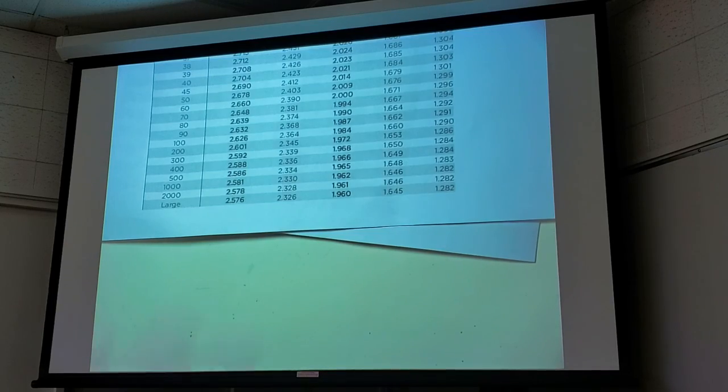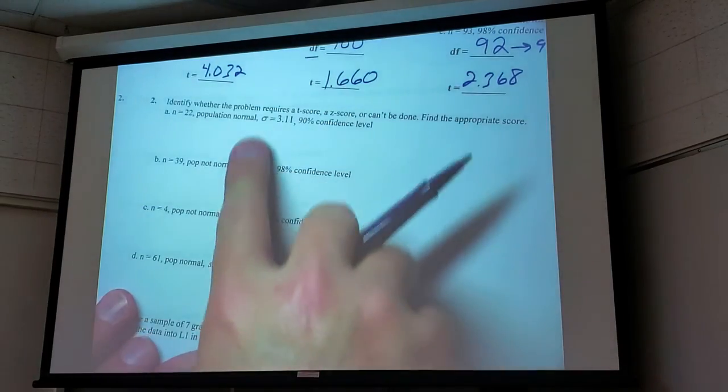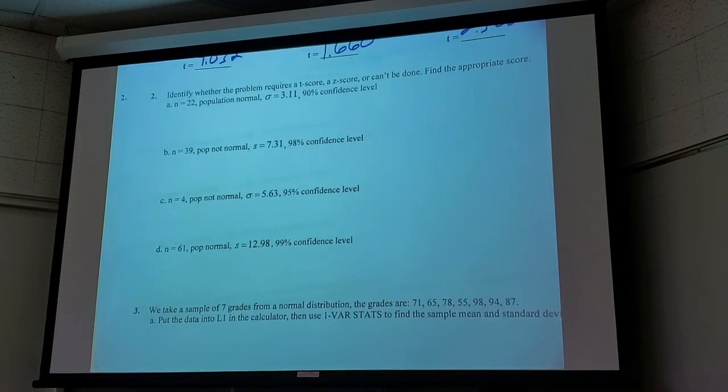All right, so what about number 2 here? Now we're getting a little more technical, not just can you use the chart, but can you think about what you're given? So would we go back to the Z-score chart? Maybe. In some of these, the right answer is a z-score. In some of these, the right answer is t-score. And in one of these, the right answer is can't do it.